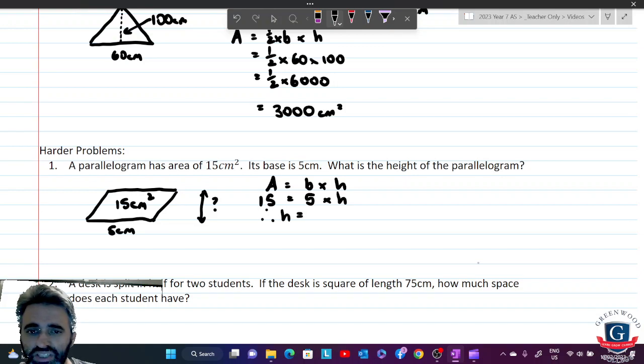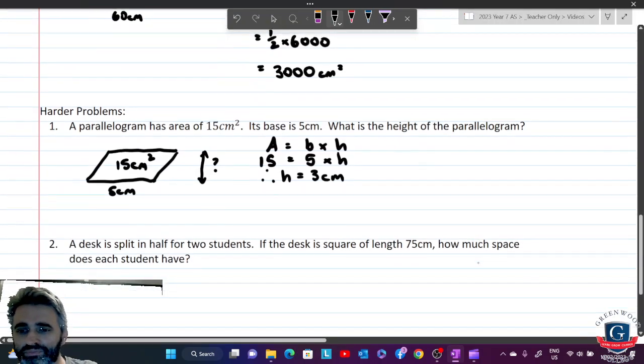Therefore, h equals 3 centimeters. Not centimeters squared, because that's not the area measurement. It's just what the height would be. So, there's one harder problem.